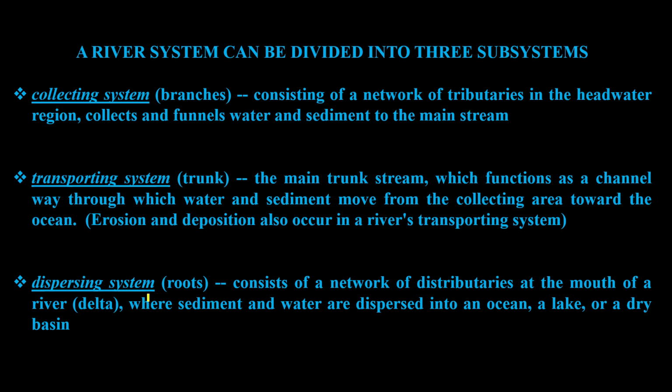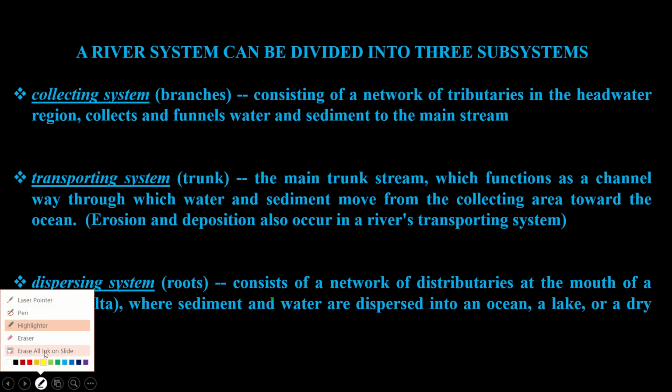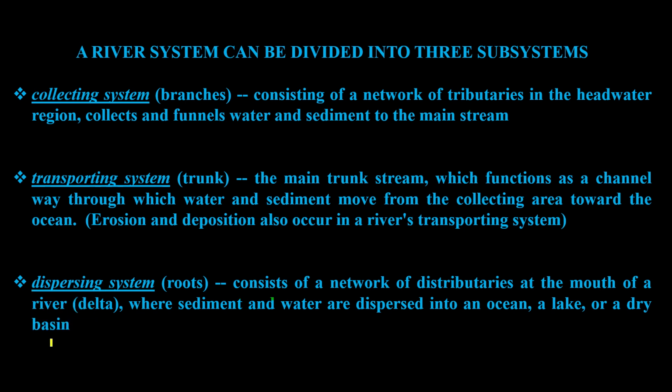The dispersing system consists of a network of distributaries. Okay, it consists of a network of distributaries at the mouth of the river or in the deltaic region, where sediments and water are dispersed into an ocean, a lake, or a dry basin.